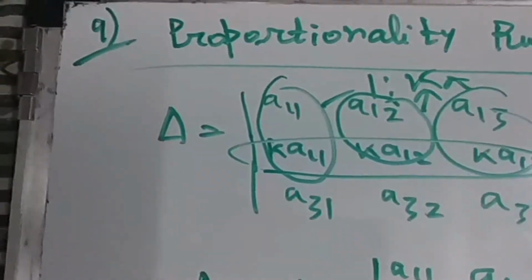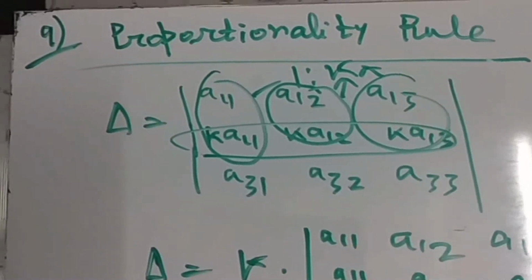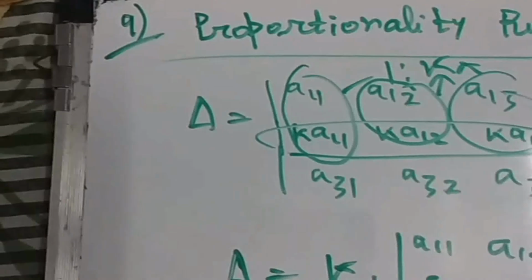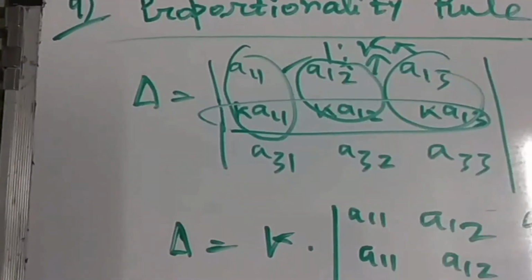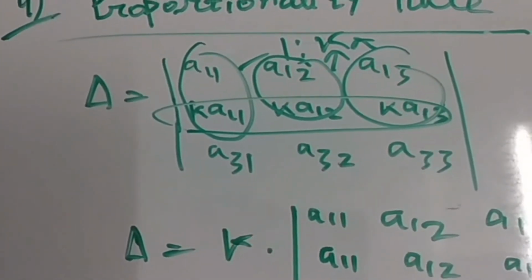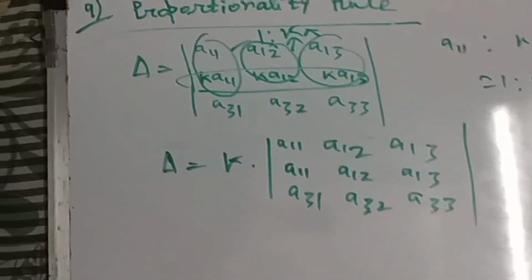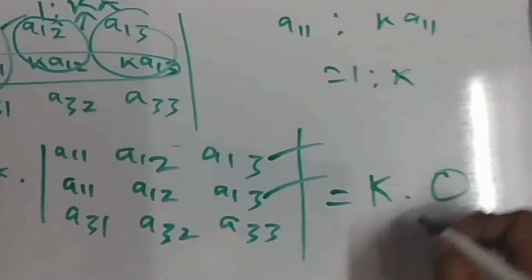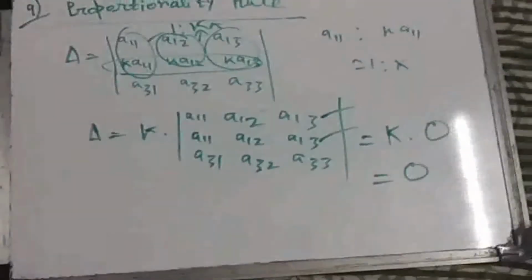In my previous video I have discussed this already. Then also you see a11, a12, a13, a21, a22, a23, a31, a32, a33. It will look like this if I take k common from the second row. So these two rows are same. Then by the repetition property, k into 0, the value of del will be 0. Okay, so this is the proportionality rule.